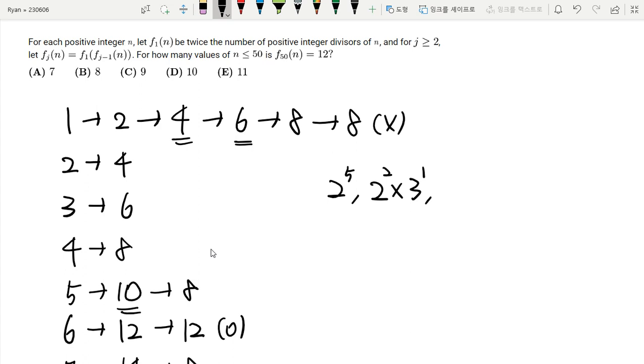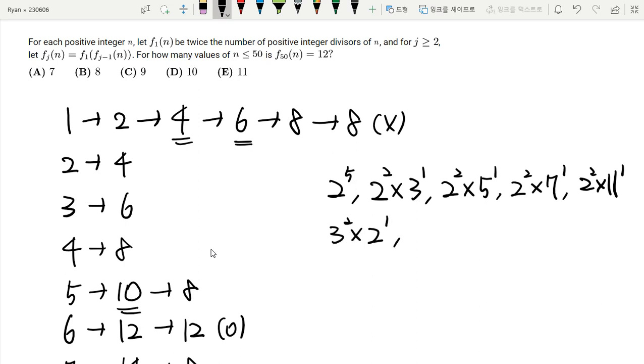And then we can think of other factors. Instead of 3, the prime factor is 5, like this. That's the maximum number we can find because the number should be less than or equal to 50. We cannot make 13 times 4. Or if we start with 3 squared, 3 squared times 2, 3 squared times 7 is not possible.